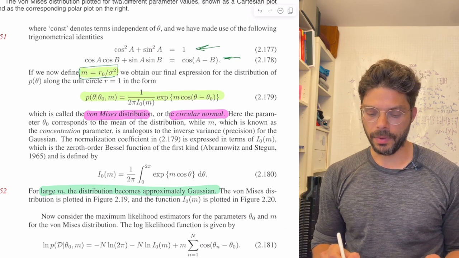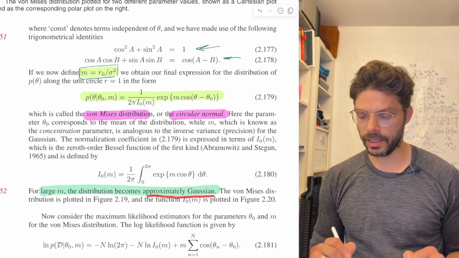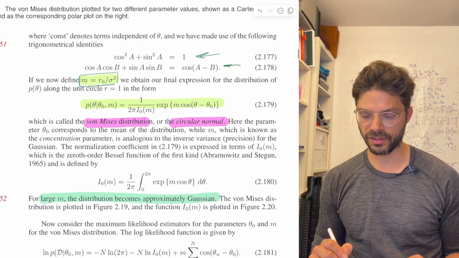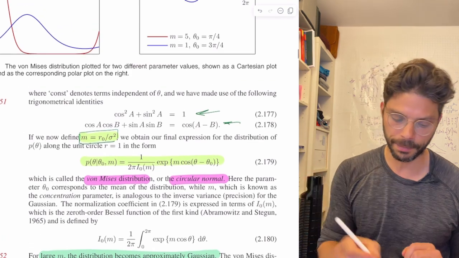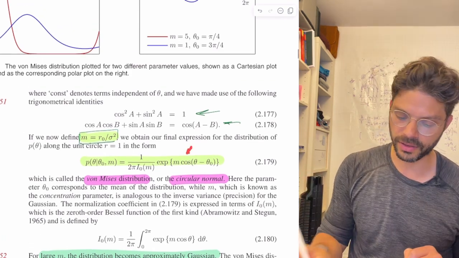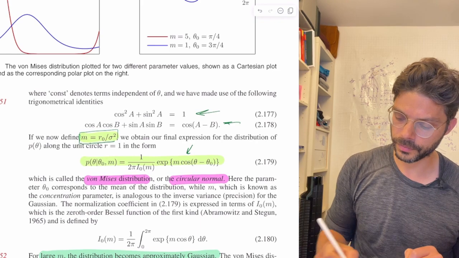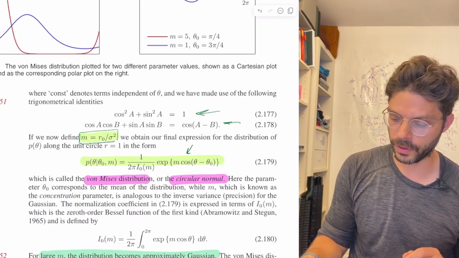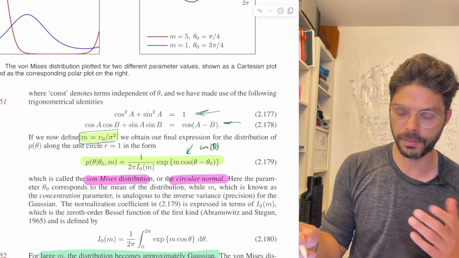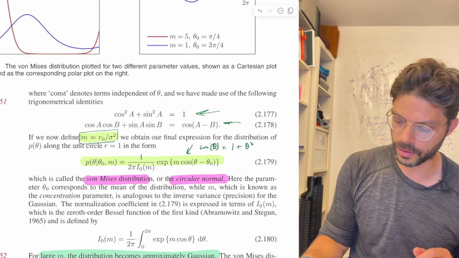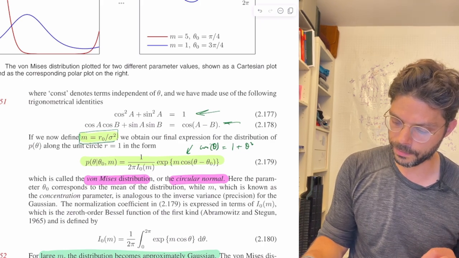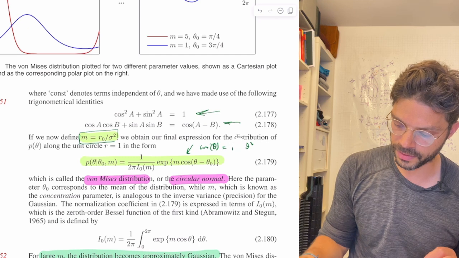For large m, the distribution becomes approximately Gaussian. Okay, and there's an exercise on this, but basically the reason why that happens is that the cosine function around, cosine of theta, let's say we had mean 0, is going to equal 1 plus theta squared. I think it's going to be 1 minus theta squared.